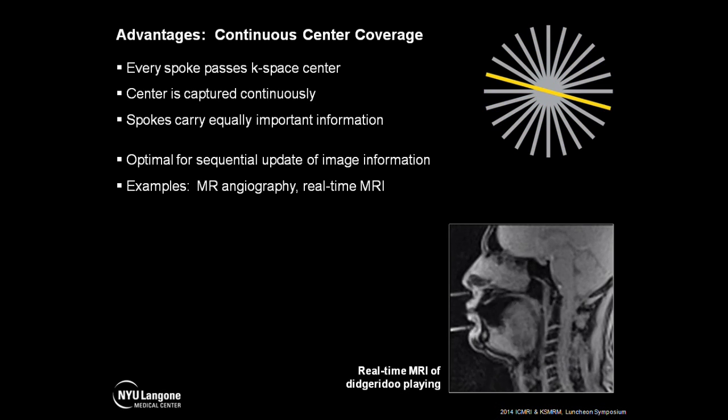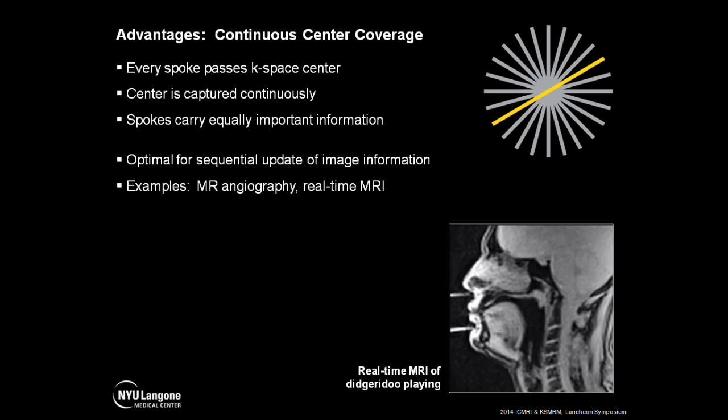And therefore radial trajectories are perfectly suited if we want to have a continuous update of the image information, like in real-time imaging or angiography. And just as one example, this is a radial real-time movie which we acquired with a radial real-time sequence, and this is my colleague Graham Wiggins playing didgeridoo in the MRI scanner, which we acquired for the KSMRM in Australia.